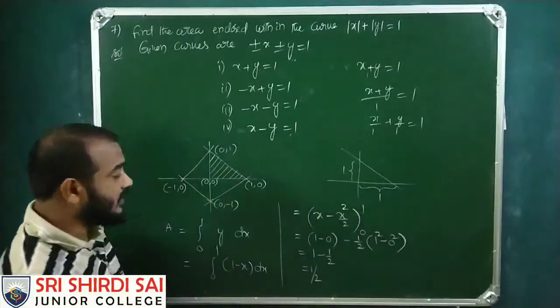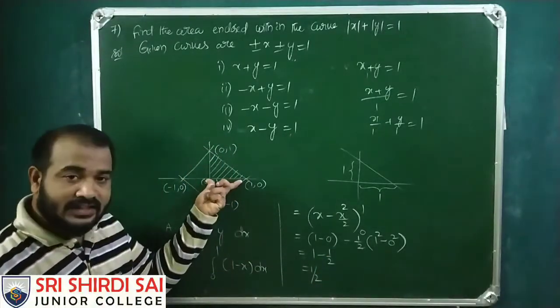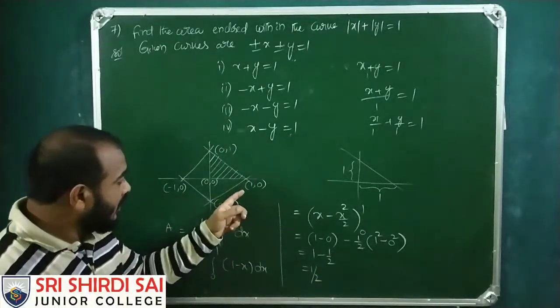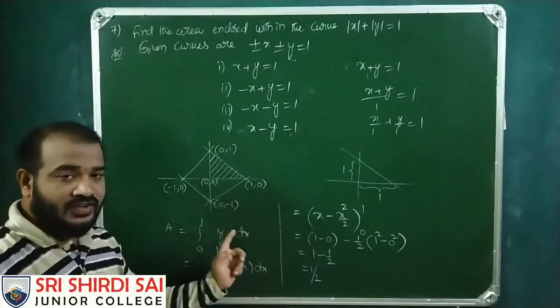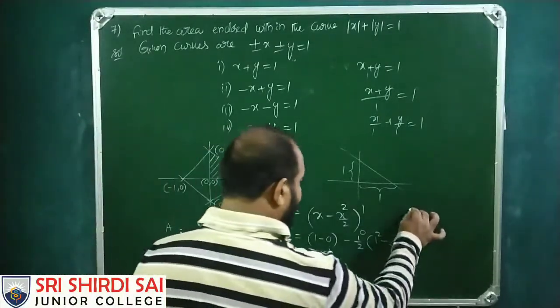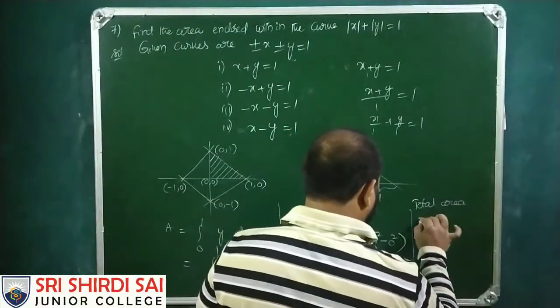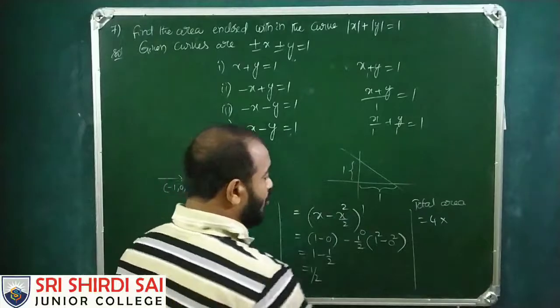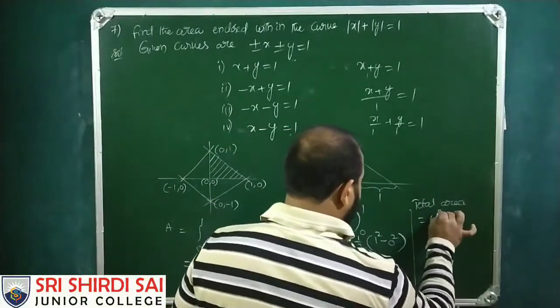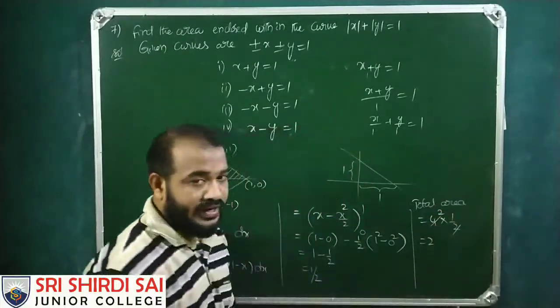But this is the area of one symmetric region. There are 4 such symmetric regions. Therefore the total area is equal to 4 into 1 by 2. This is equal to 2 square units.